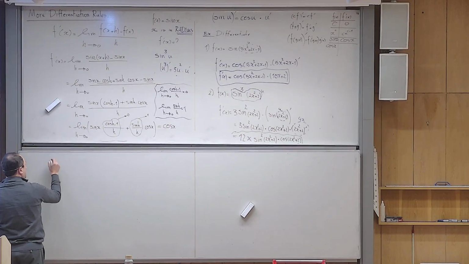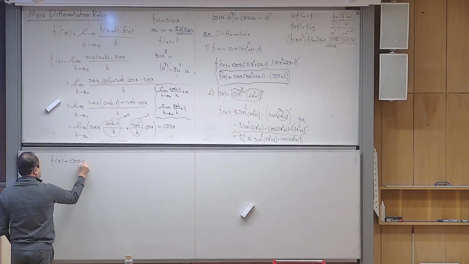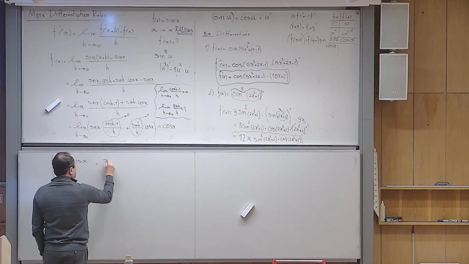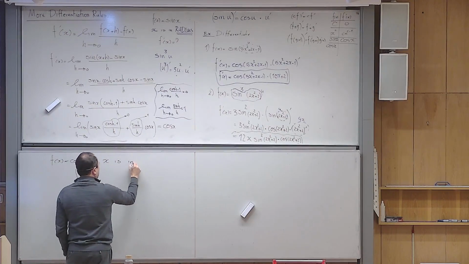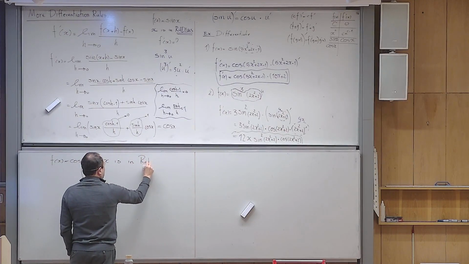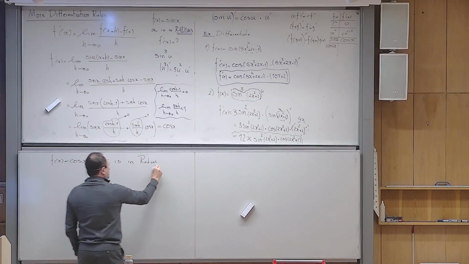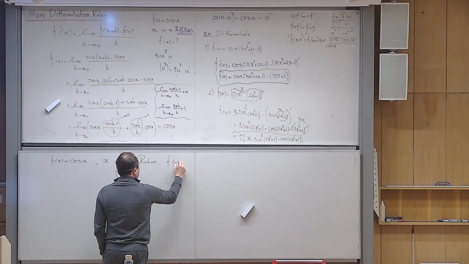So my question is this. f(x) is cosine x this time. Again, x is in radians. The question is, what is f prime of x?